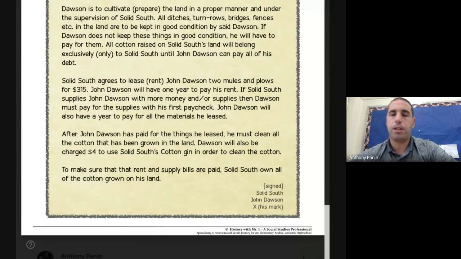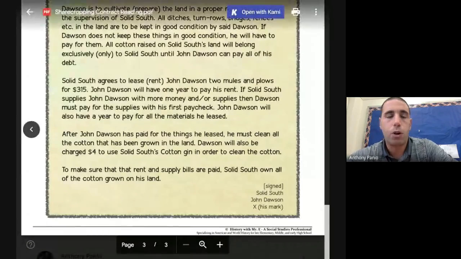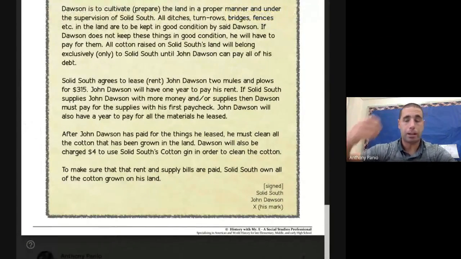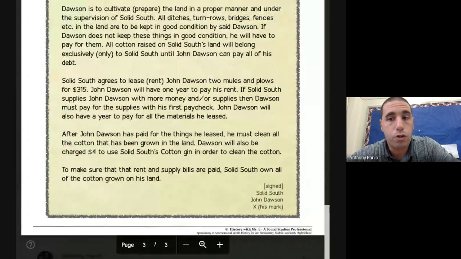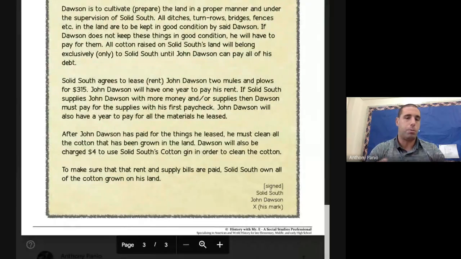After John Dawson has paid for the things he leased, so now this is what we're talking about, right? Oh, sorry. If you go back to the PowerPoint, this is step 2, where he has to pay back the materials that he's renting. He must clean all the cotton that has been grown in the land. To clean the cotton, Dawson will also be charged $4 to use Solid South's cotton gin. That's like me saying as a teacher right now, anytime you come onto my Google Meet for you guys to learn my lesson, you need to pay me $5. The only way you're going to clean cotton is through the cotton gin, so every time that he gets cotton, he has to pay money to use the machine that cleans the cotton. It's kind of messed up. To make sure that rent and supply bills are paid, Solid South owns all of the cotton grown on this land until he reaches 88 pounds.